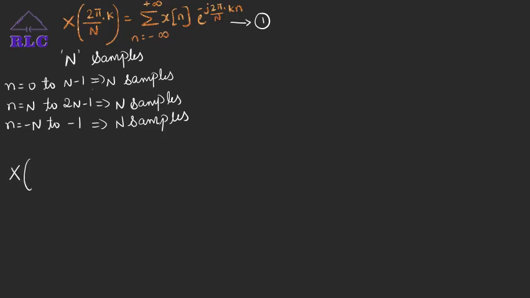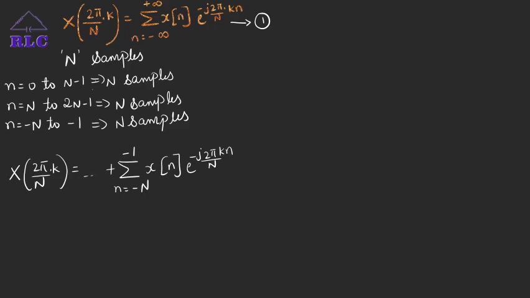Now expanding equation 1, we get X of 2 pi by N into k will be equal to summation, if I start from negative N, we get minus N to minus 1 x of n into e power minus j 2 pi k n by N.